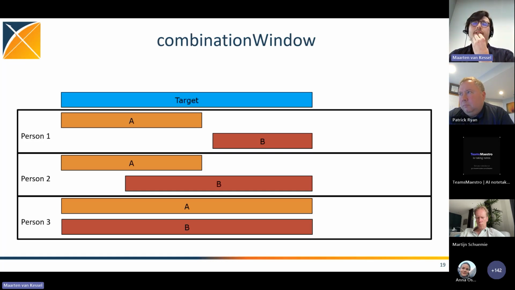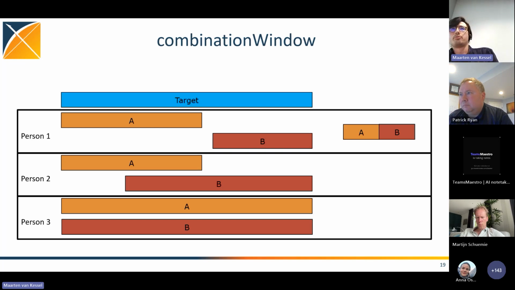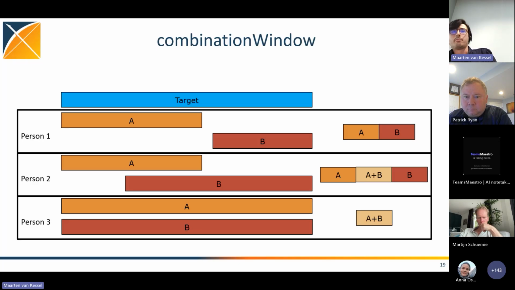So for person 1, it's quite easy. There's no overlap at all. So again, we just have a treatment of A to B. For person 2, maybe that overlap is quite large, so maybe we do find it significant. So then we have treatment A to this combination of A and B, to B. And then finally for person 3, we just have A plus B because they overlap completely.